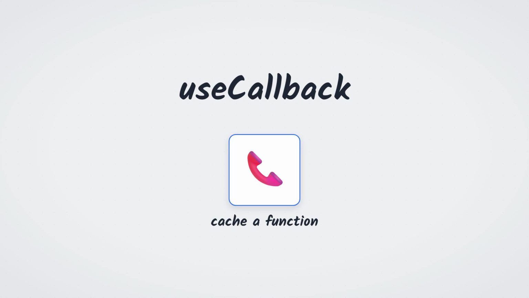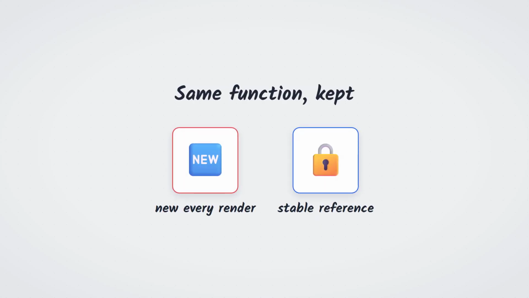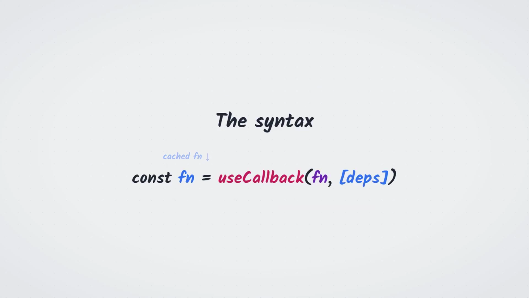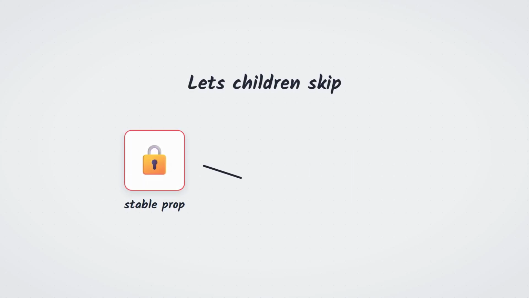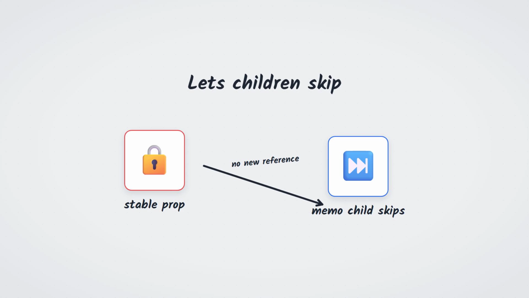It caches a function between renders, instead of a value. In JavaScript, every render makes a brand new function. useCallback hands you back the same one, as long as its dependencies don't change. You pass the function, and a dependency array. React returns the cached function until a dependency changes. Why care? Because a stable function lets a memo-wrapped child skip re-rendering. Same reference means React sees no change.